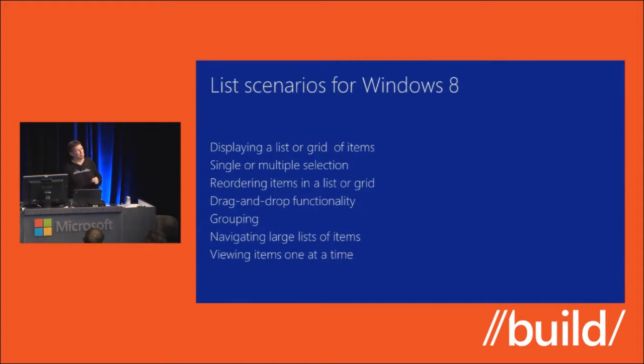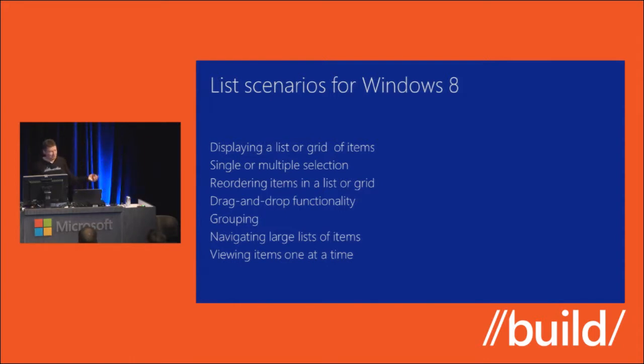People want to use grouping. They want to hierarchically arrange their data to make it easier to navigate. People also want to navigate large lists of items. I mean, that should be obvious. In the past, we've always had scroll bars, right? You scroll to the end if you want to scroll. With touch, it's a little bit different of a paradigm. And so we've built in some functionality to help you navigate large lists more easily with touch.